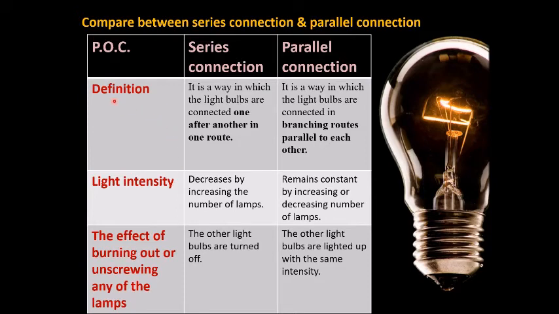The first point of comparison is the definition. In the series connection, it is the way in which the light bulbs are connected one after another in one route. While in the parallel connection, it is a way in which the light bulbs are connected in branching routes parallel to each other. The light intensity in the case of the series connection decreases by increasing the number of lamps, while in the parallel connection it remains constant by increasing or decreasing the number of lamps. It cannot affect each other.